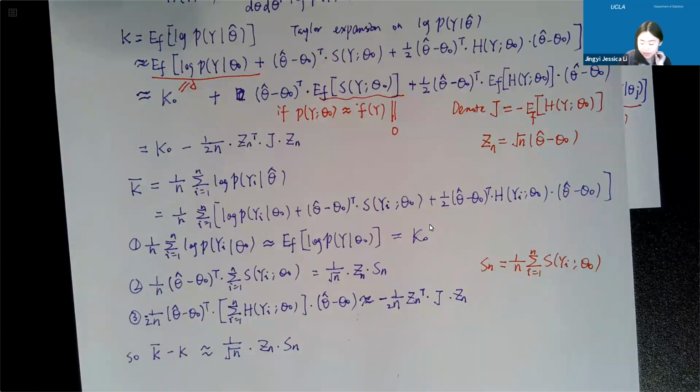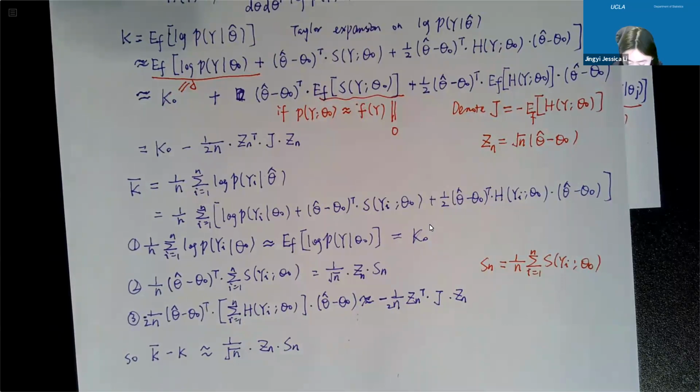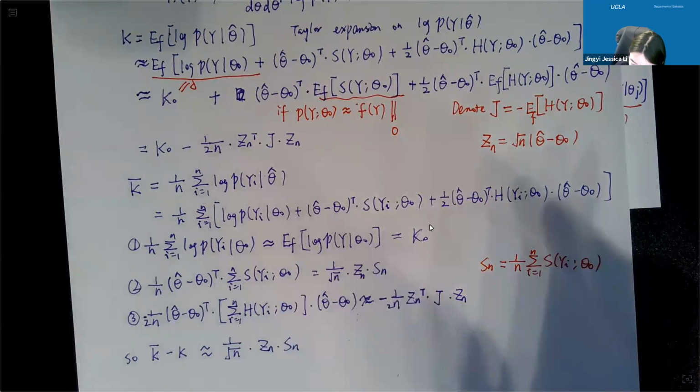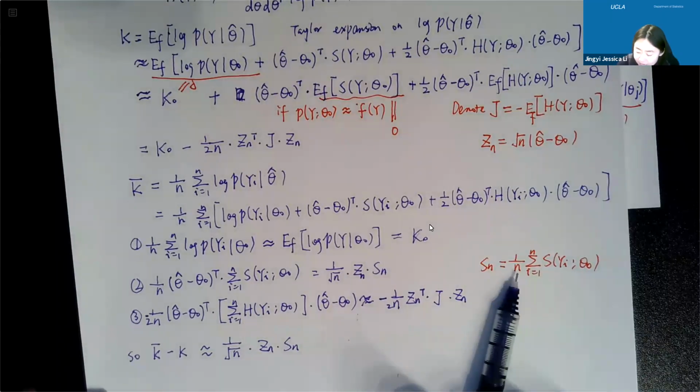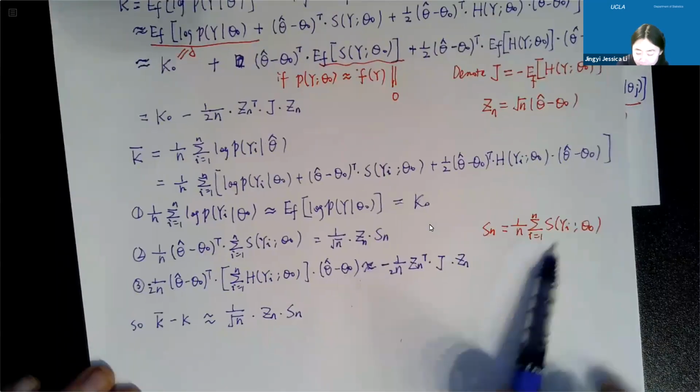Okay, so now it comes to our biggest approximation in the whole AIC. That is, how do we simplify Zn times Sn? All right, so what we have here is something very interesting. Look at the definition of Sn. It's the average of the IID terms.